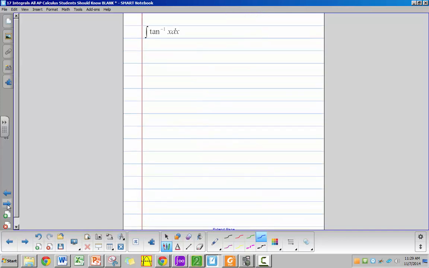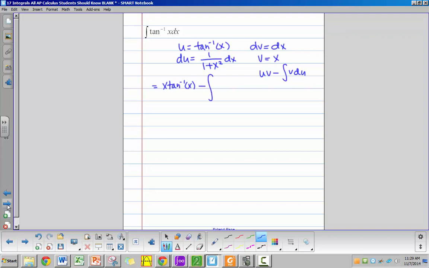Moving right along. Inverse tangent by parts again. So we're going to let u equal the inverse tangent of x. dv is what's left, which is dx. du here is 1 over 1 plus x squared dx. And v, when I integrate dx, is just x. Using the formula uv minus the integral of v du, we get this equals x inverse tangent of x minus the integral of x over 1 plus x squared dx.